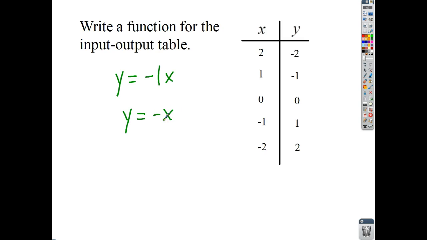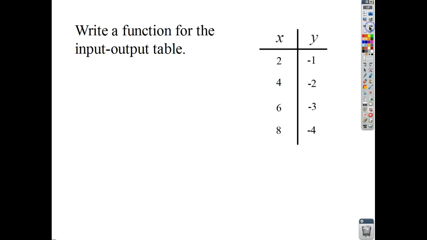Okay, and really what I'm doing is each one is sort of the opposite, right? What's the opposite of 2? Negative 2. 1, negative 1. 0, 0. Okay, that's it. All right. Go ahead. Try that one.